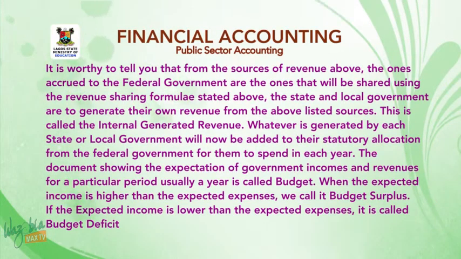The document showing the expectation of government incomes and revenues for a particular period, usually a year, is called budget. When the expected income is higher than the expected expenses, we call it budget surplus. If the expected income is lower than the expected expenses, it is called budget deficit.